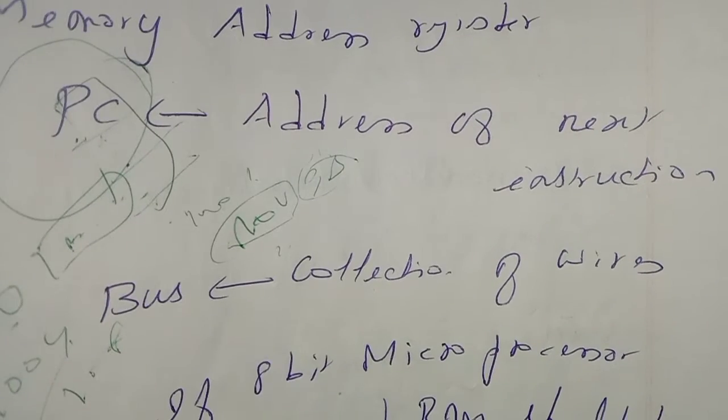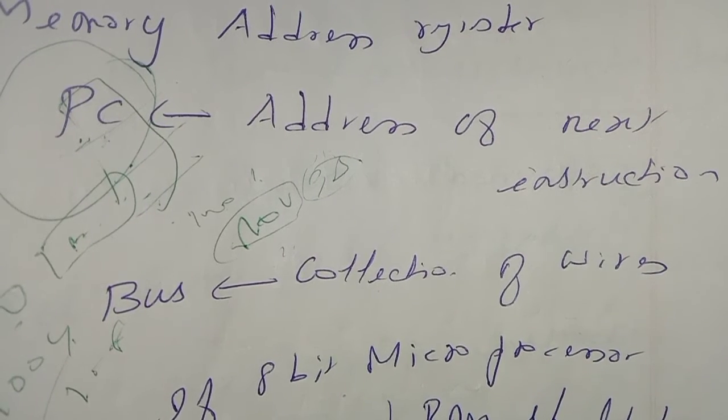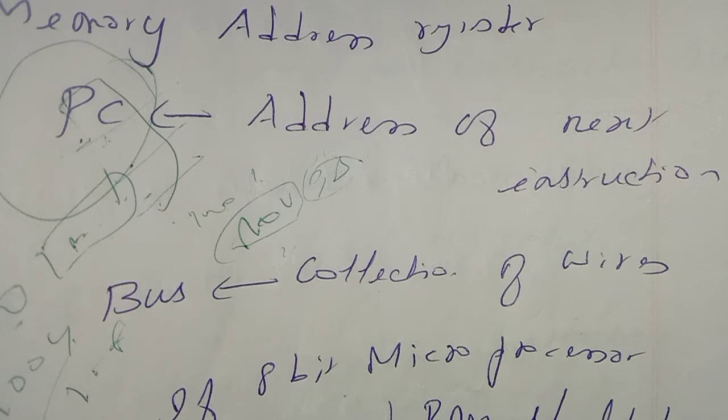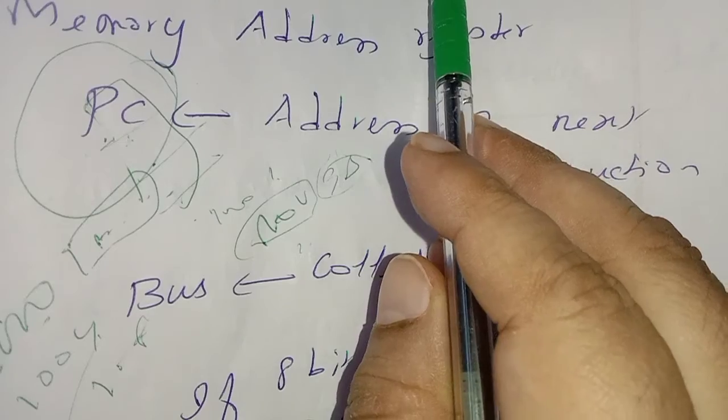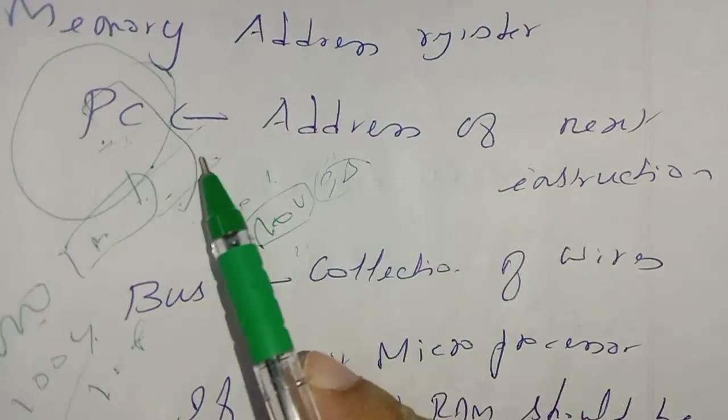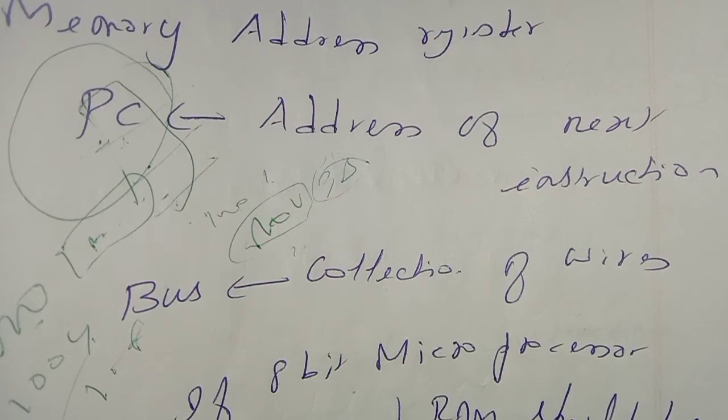For an 8-bit microprocessor, the MDR and RAM should be 8 bits. Understood or not? This is the communication. I have an address register, a data register, a program counter, and 8-bit representation.